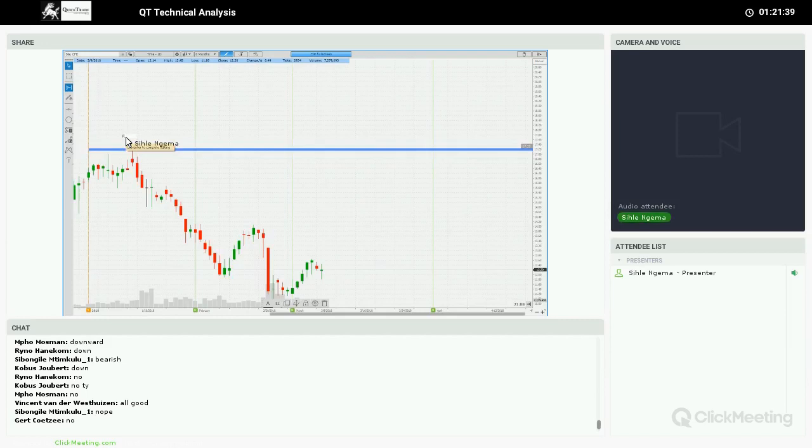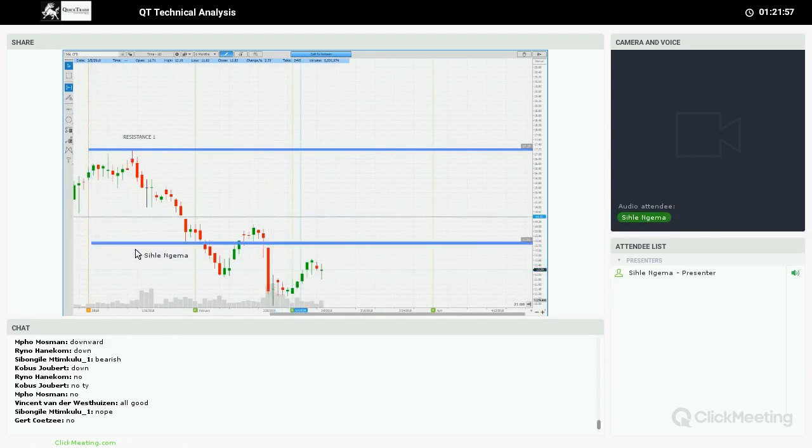This is going to be our resistance 1 right here for January. And January's low was right there, which is going to be our support 1 for this year. We are beginning the year.